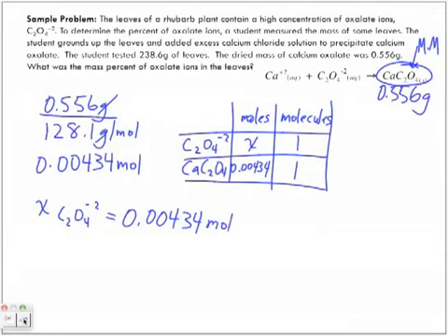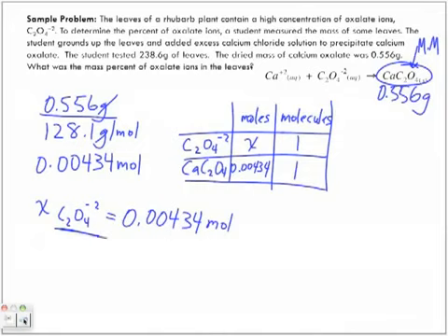Now, we've got the number of moles for our calcium oxalate. The question asks now, we've got 238.6 grams of leaves that were actually being used, right? But this is the number of moles of the oxalate ion. So in order for us to find out how much of it is in terms of a mass, what do I have to find? The molar mass, right? So I find the molar mass of the oxalate ion.